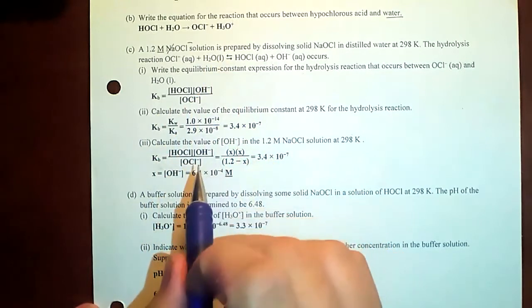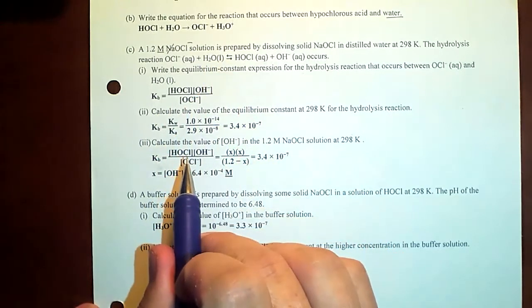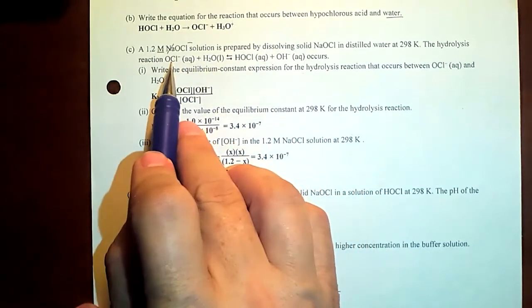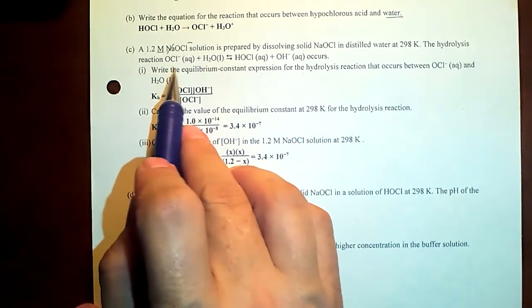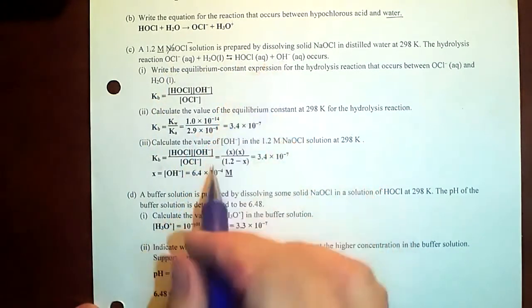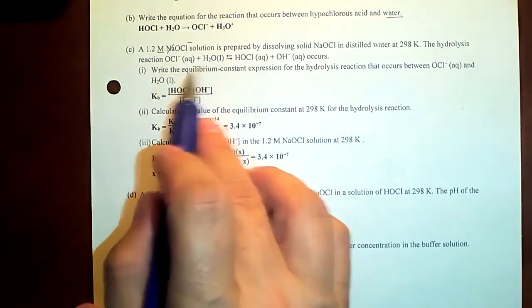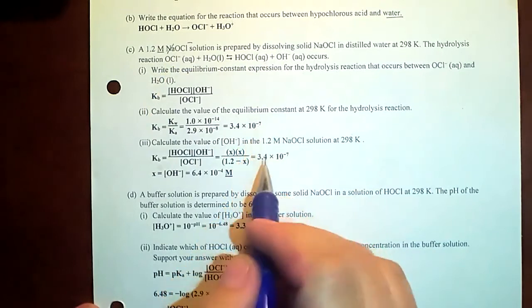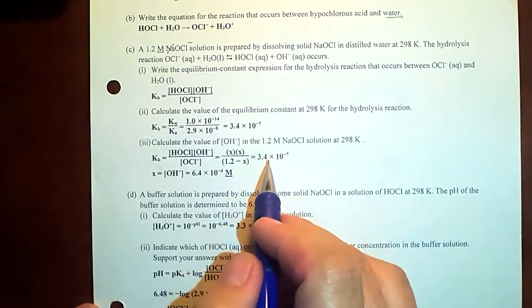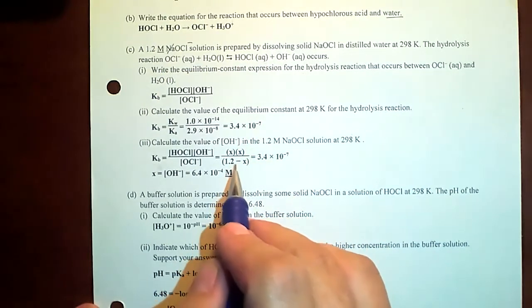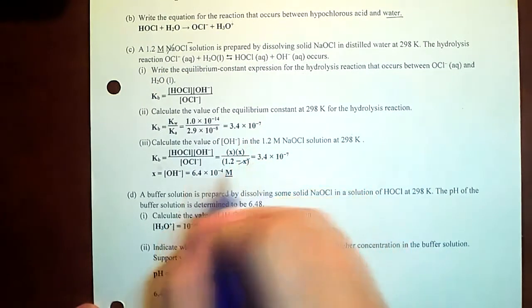And again, we have to start doing these ICE boxes in our heads, I think, just for time's sake. This is going to be 1.2 minus x, whatever that x turns out to be, plus x plus x. So we're going to get x times x on the top, and 1.2 minus x on the bottom. Double check my Kb, write that in, and it is definitely 3 decimal points or smaller than this. It's a lot smaller, so we can cross out the minus x and solve for x.